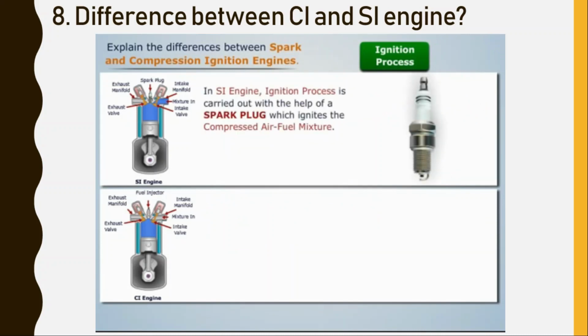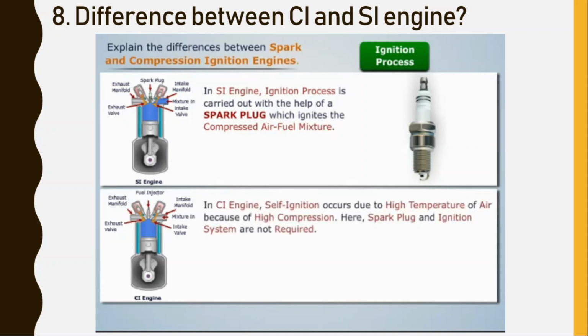In spark ignition engine, ignition process is carried out with the help of a spark plug, which ignites the compressed air-fuel mixture. Whereas in compression ignition engine, self-ignition occurs due to high temperature of air because of high compression. Here, spark plug and ignition system are not required.